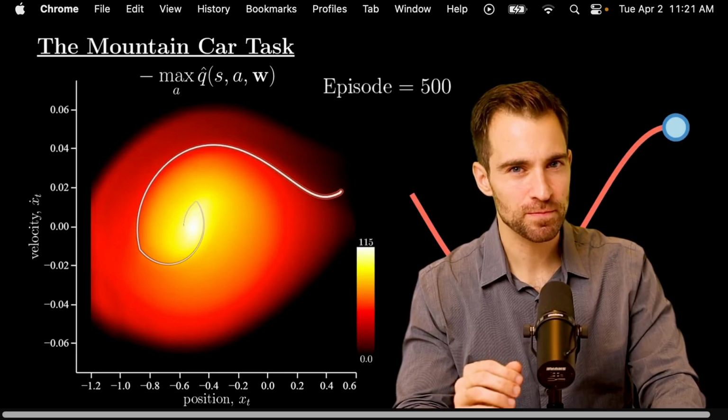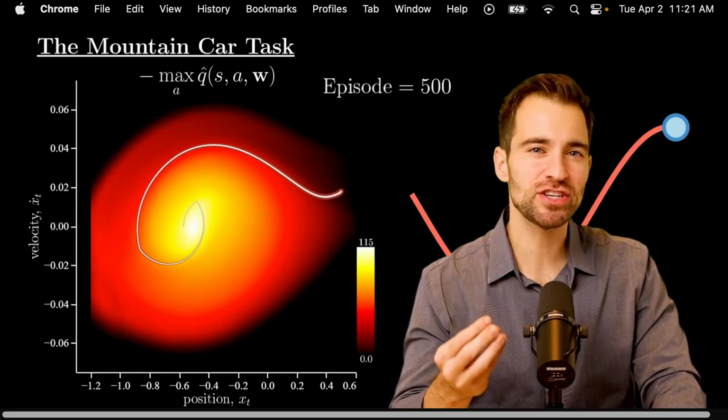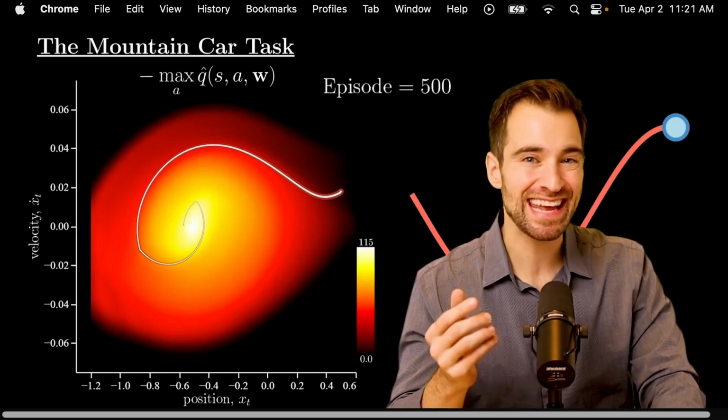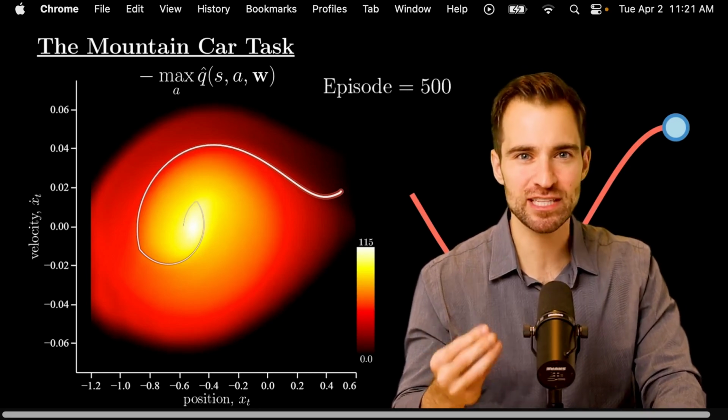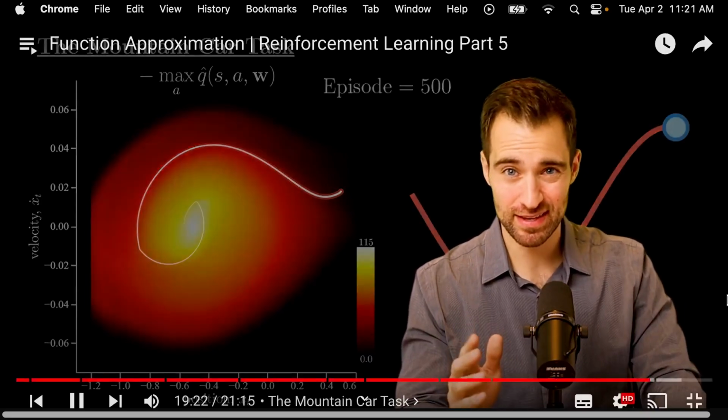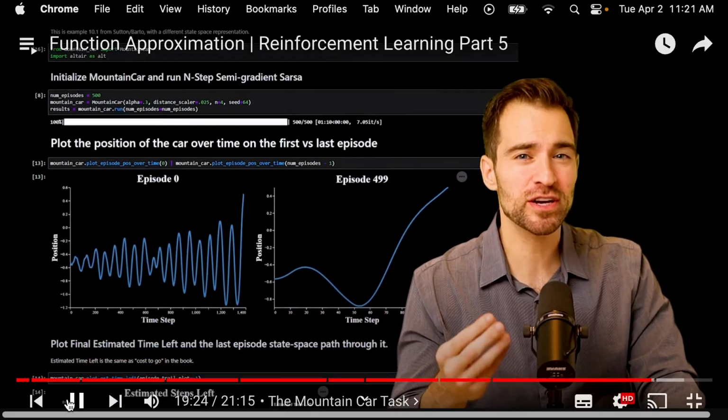So there you have it. We were able to guide an agent to discover a nearly optimal policy inside an infinitely huge state space. And if you like this, you can check out my code where you can explore this.